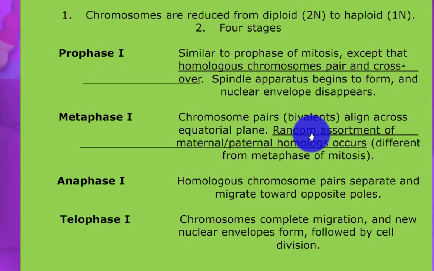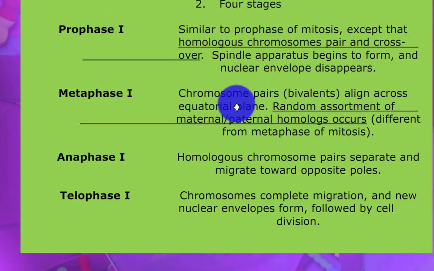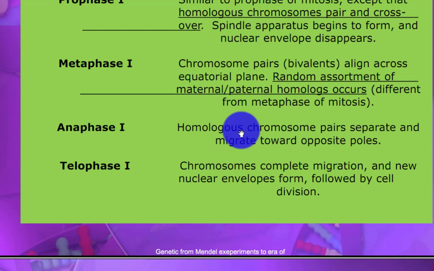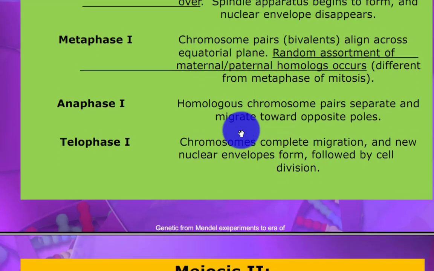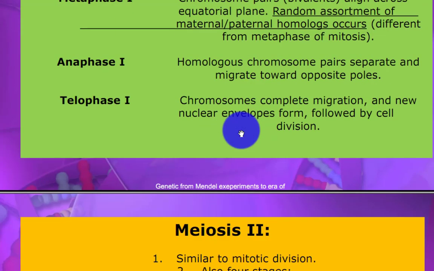In meiosis 1, the detailed phases: chromosomes are reduced from diploid to haploid, from 2N to 1N, in 4 stages. Prophase is similar to prophase of mitosis, except that homologous chromosomes pair and cross over, the spindle apparatus begins to form, and the nuclear envelope disappears. Metaphase: chromosome pairs, bivalents, align across the equator, and random assortment of maternal and paternal homologous chromosomes occurs, different from the metaphase of mitosis.